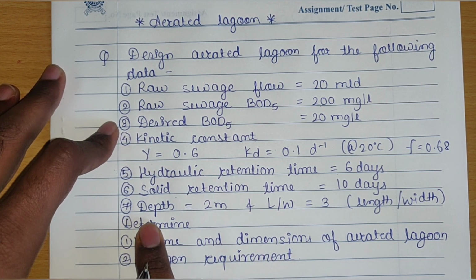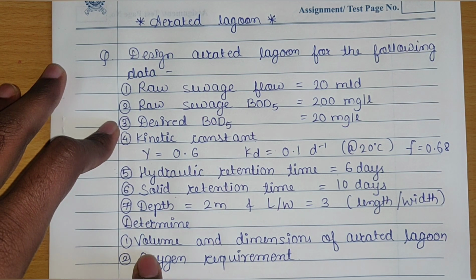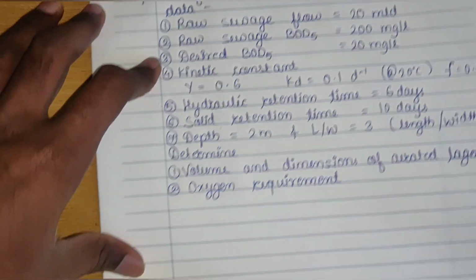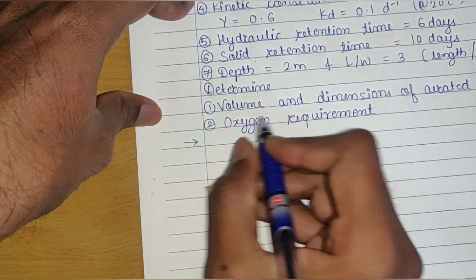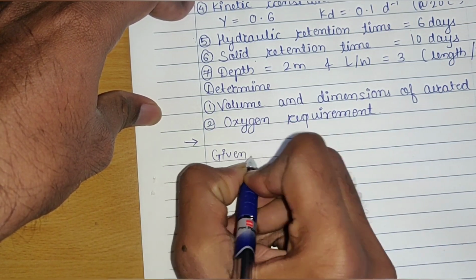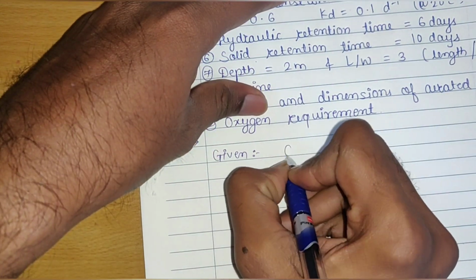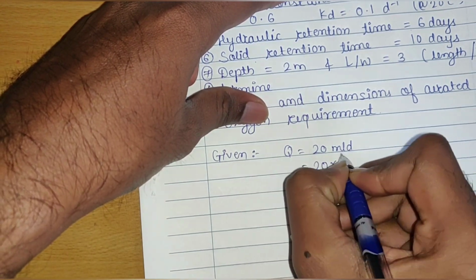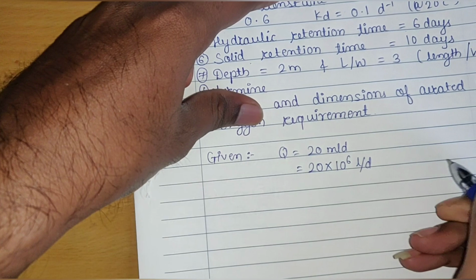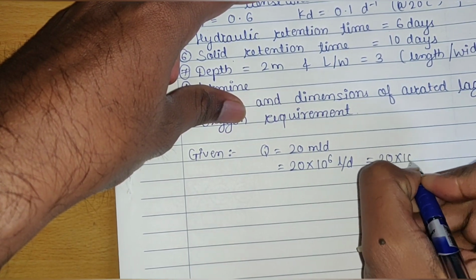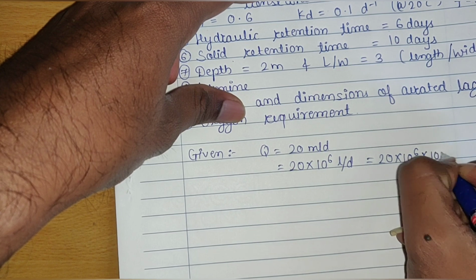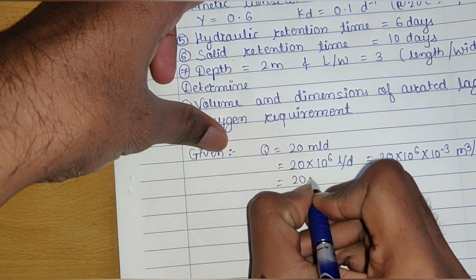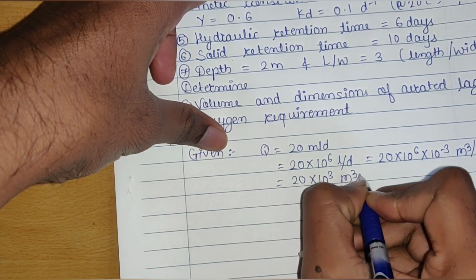Then we have to design the aerated lagoon, and we have to find the values of volume and dimension of the aerated lagoon and oxygen requirement for the aerated lagoon. So let's start. First we will write the given data. Q is given as 20 MLD. 20 MLD means 20 into 10 raised to 6 liter per day. 1 liter is equal to 10 raised to minus 3 meter cube. Therefore quantity of flow is 20 into 10 raised to 3 meter cube per day.